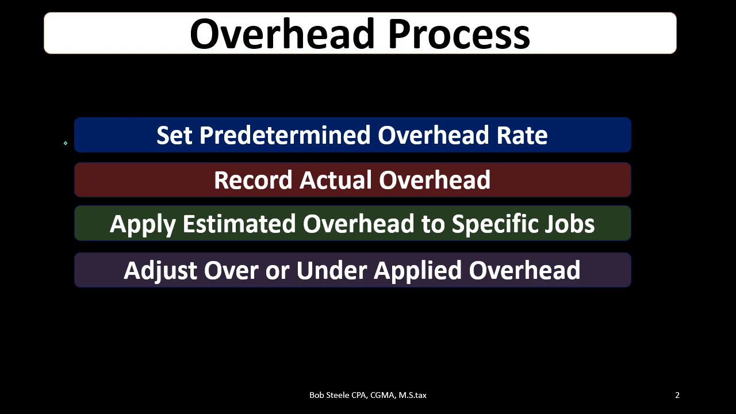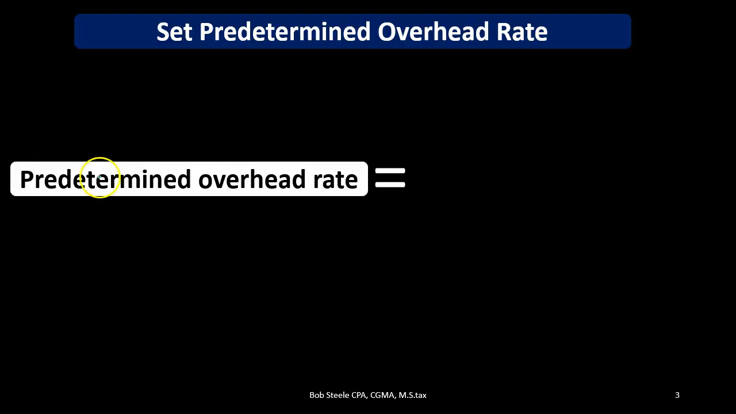So at this point, we're really looking to set the predetermined overhead rate so that we can apply out the estimated overhead. Now, I wanted to put these two together because although this is done first, typically I want to have these two together because they kind of apply to each other. We want to set the rate in order to apply out the overhead to jobs. So we're going to set the predetermined overhead rate.